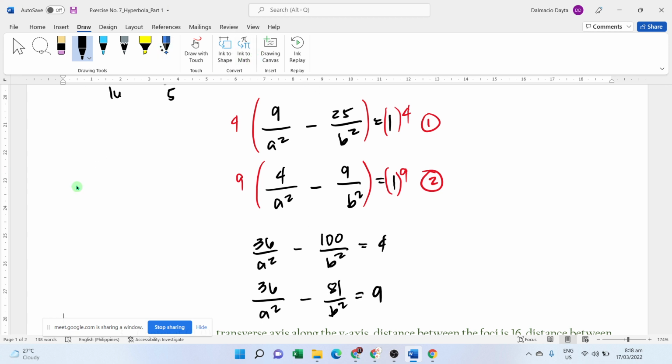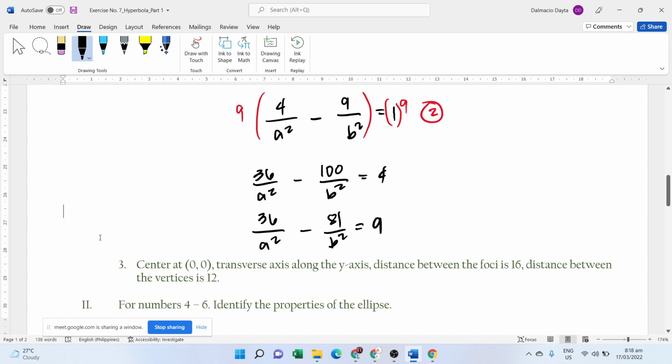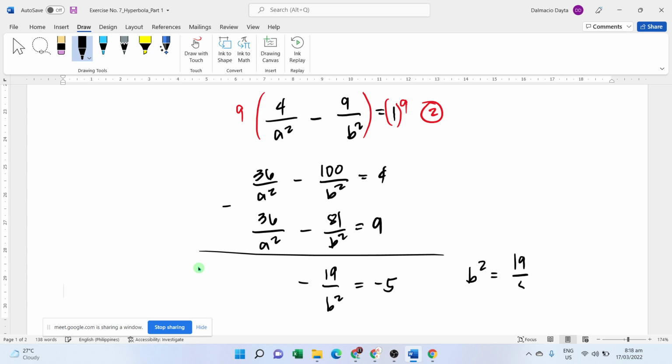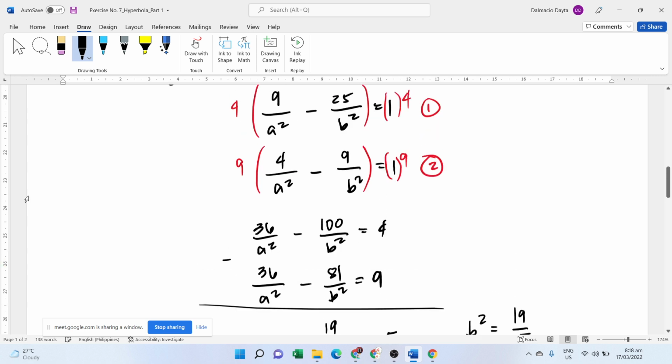Now, since we have the same first term, we can eliminate these terms by subtracting the two equations term-wise. What do we get? Negative 100 over b squared minus negative 81 over b squared. That will be negative 19 over b squared. And 4 minus 9 is negative 5. Solving for b squared, we have 19 over 5.